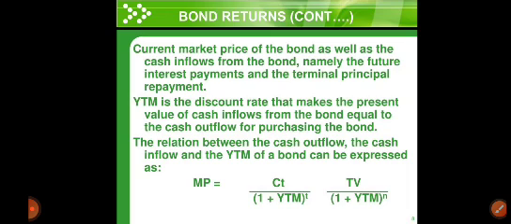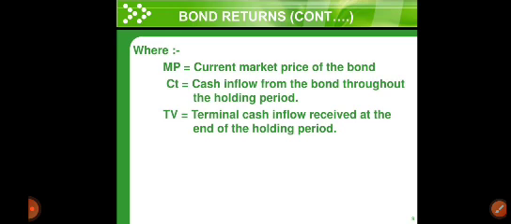Yield to maturity, YTM. This is the most widely used measure of return on bonds. It may be defined as the compounded rate of return an investor is expected to receive from a bond purchased at the current price and held to maturity. It is really the internal rate of return earned from holding a bond till maturity.